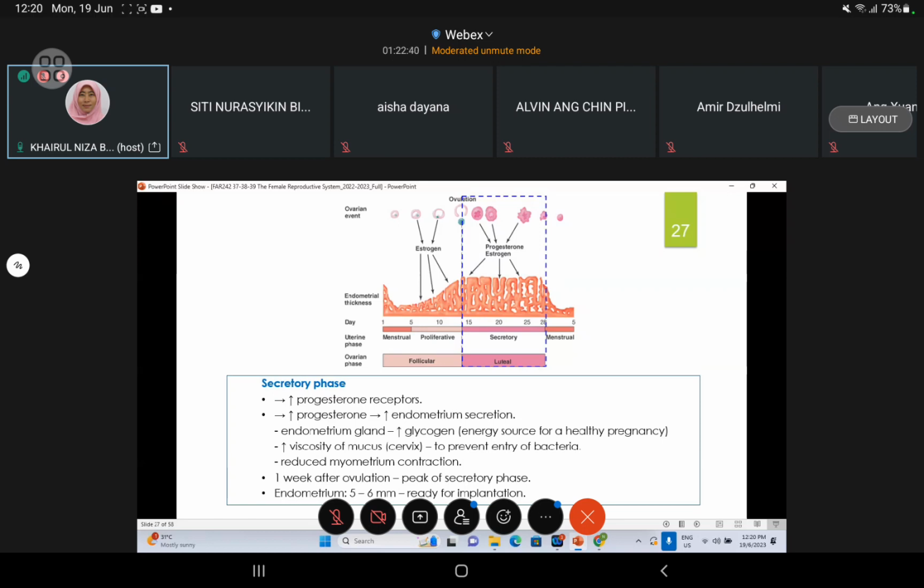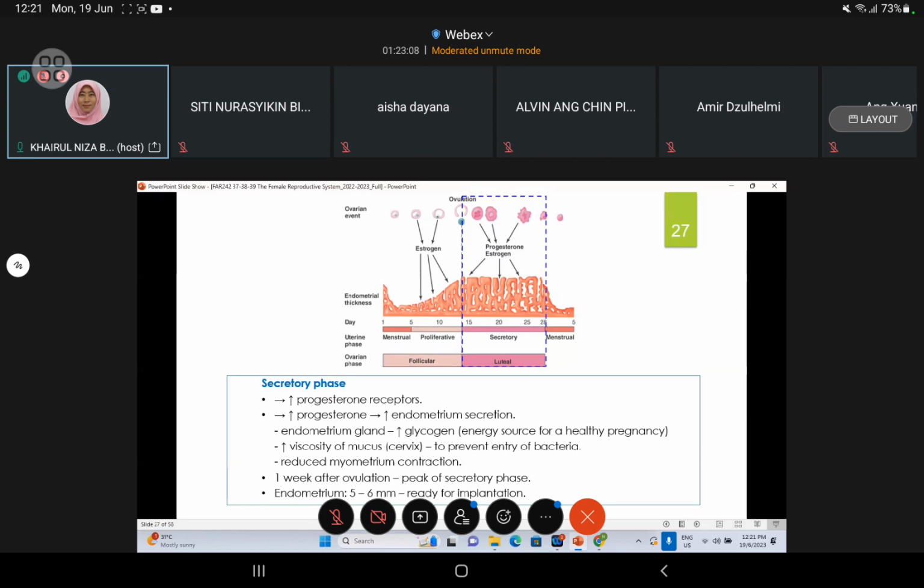So at this stage also, after ovulation, we have a lot of progesterone being secreted. And this actually induces endometrium secretion. So we have progesterone as well as estrogen. So the endometrium gland starts to have a lot of glycogen. And this is important because glycogen is the energy source for a healthy pregnancy.